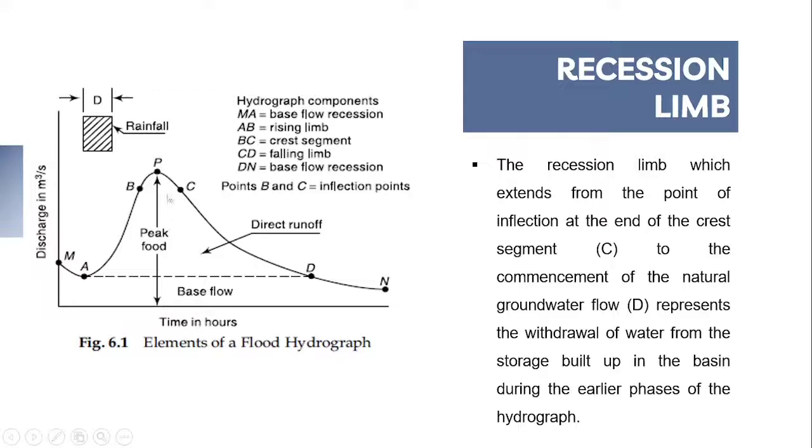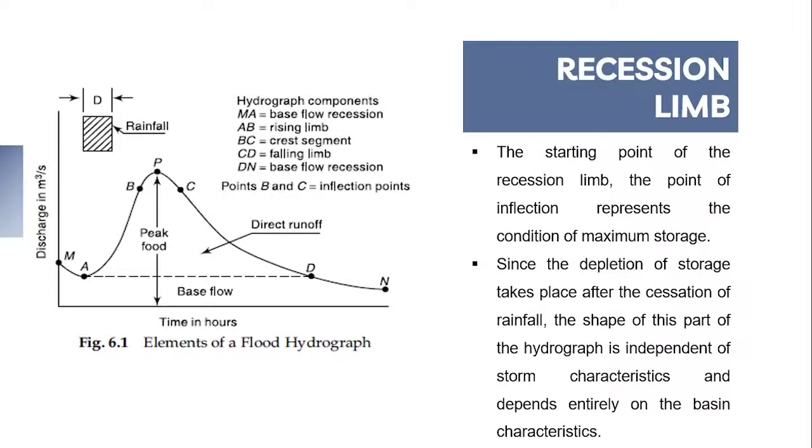of the hydrograph. So while our rising limb is the increase in our discharge, our recession limb, also known as the falling limb, is the depletion or withdrawal of water from the storage. We can see that it is the descending part of our line graph. The starting point of the recession limb, the point of inflection, represents the condition of maximum storage. So here is our maximum storage at point C.